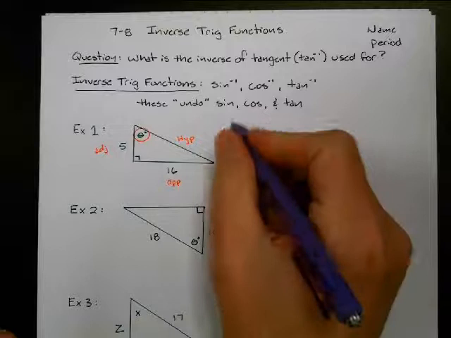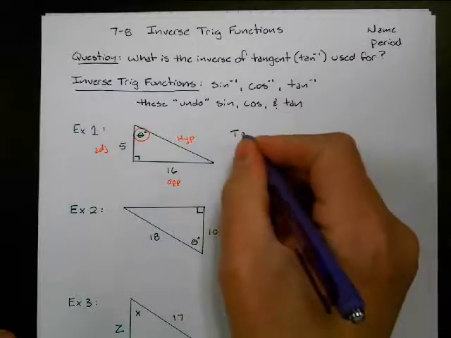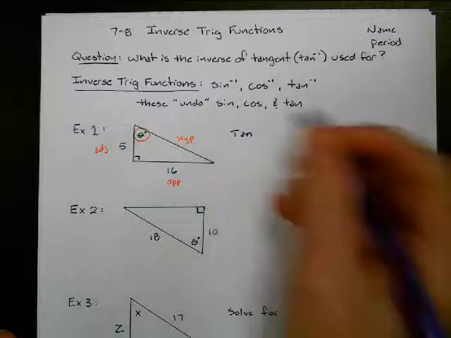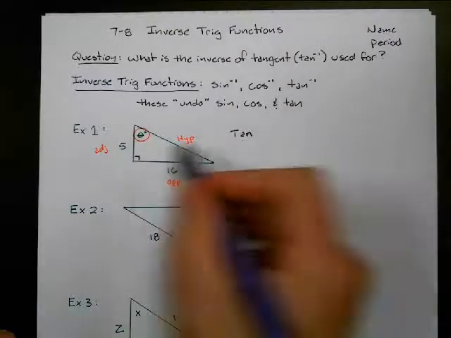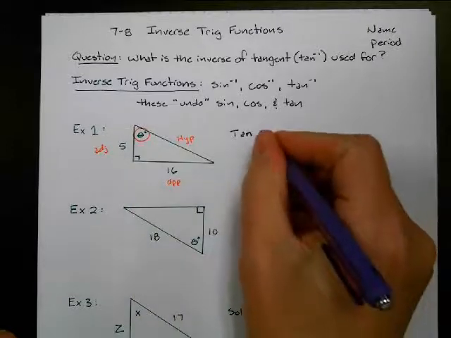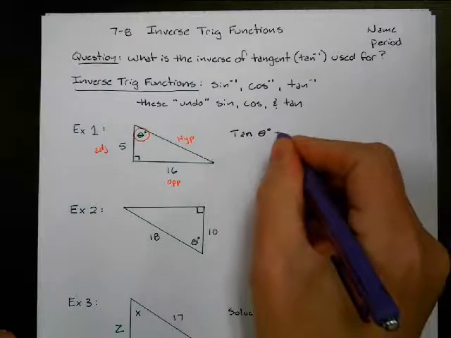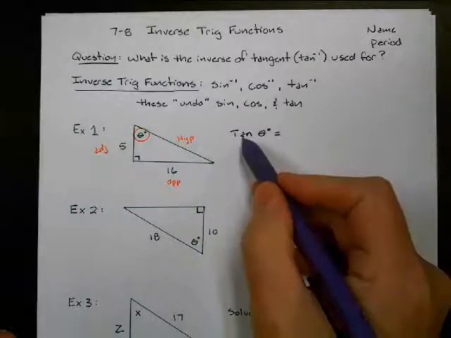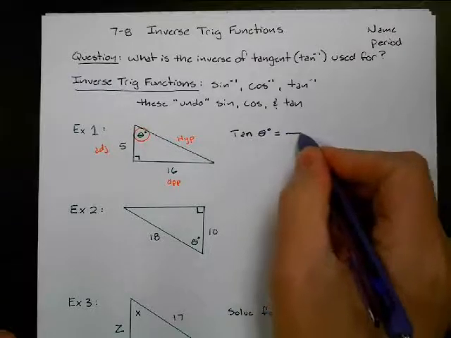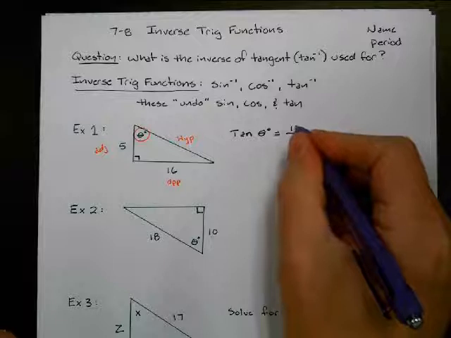Remember, when we set up a trig equation, we always start with our trig function. Then we do the angle. I don't know what the angle is, so we're just going to call it theta. Theta is equal to, and the tangent function is the ratio of the opposite over the adjacent. So this is going to be 16 over 5.